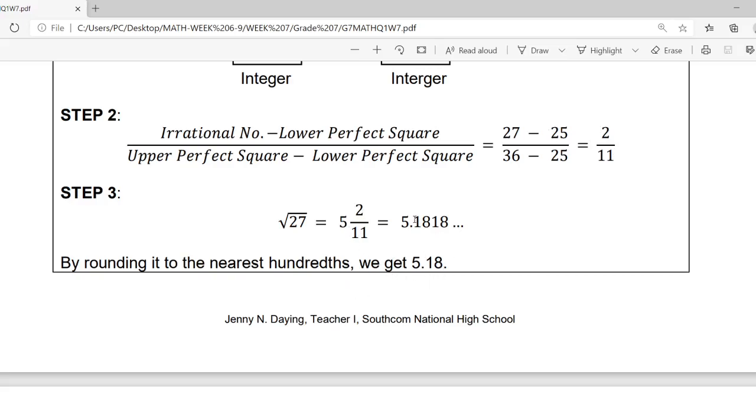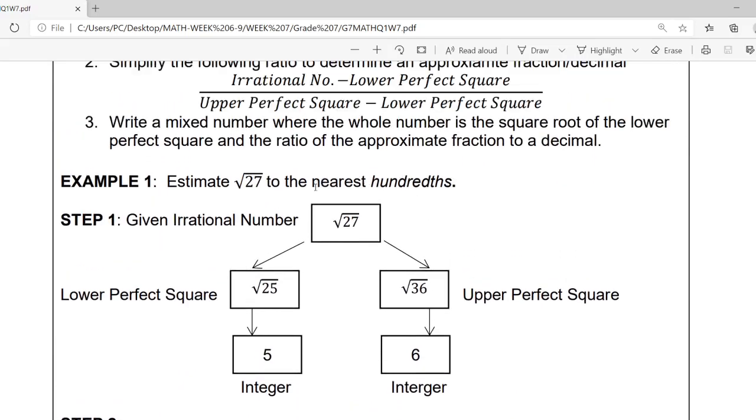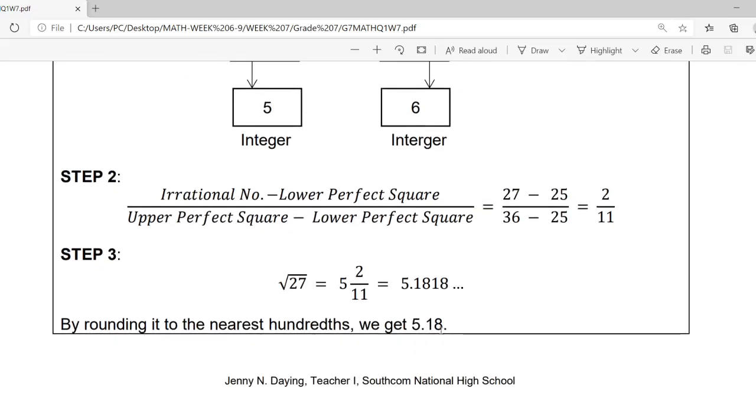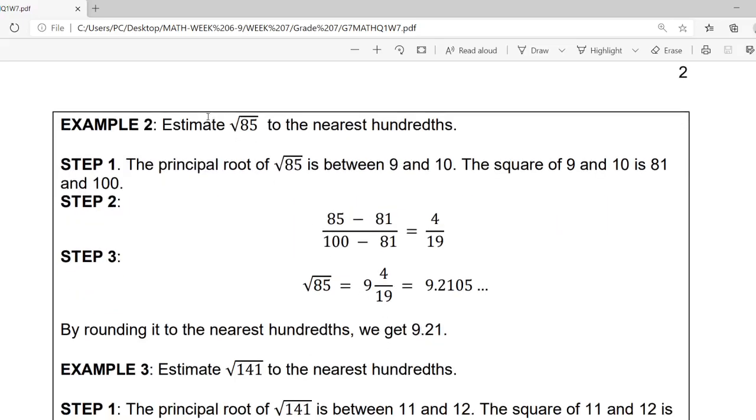By the way, this one is 5.18181818 and so on. Since it is asked that you should round off this to the nearest hundredths, we need 2 decimal places, and that is 5.18. That's it.